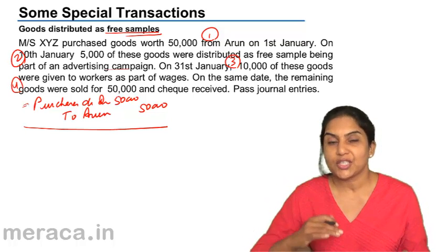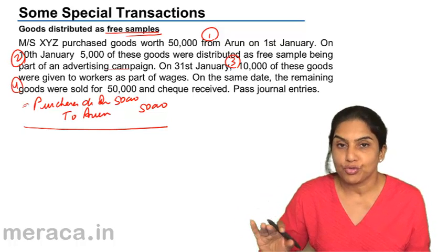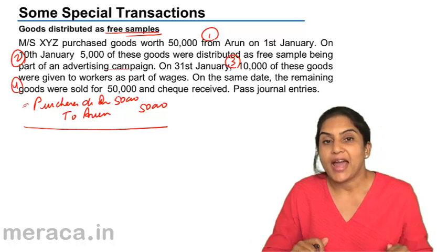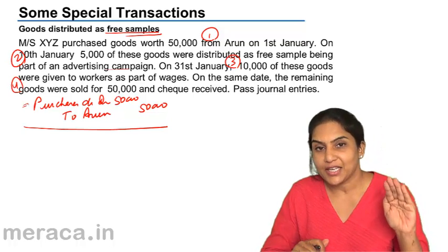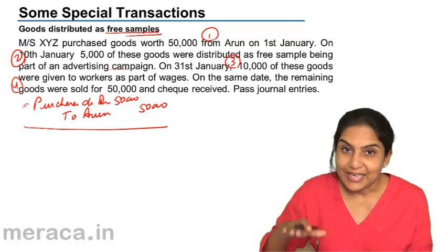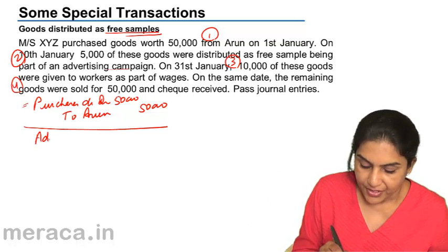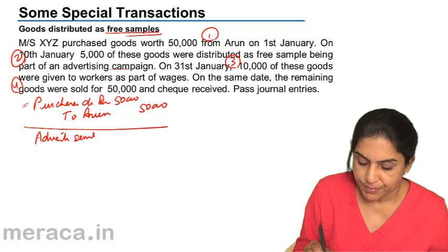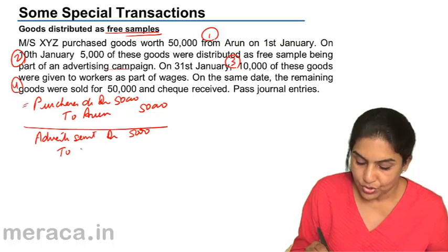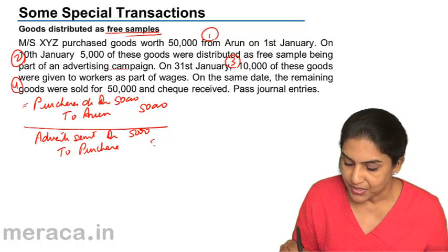When goods which are purchased are not going to be used for sales, but are used for something else, then we remove those items from purchases. So purchases will come down, advertisement will go up. Advertisement is an expense. Increase in expense, you debit. Purchases is also an expense, but purchase will decrease, so you credit purchase. So what is our entry? Advertisement account debit, expense increase, debit with 5,000 to purchases. Purchase is an expense. Decrease in an expense, 5,000.